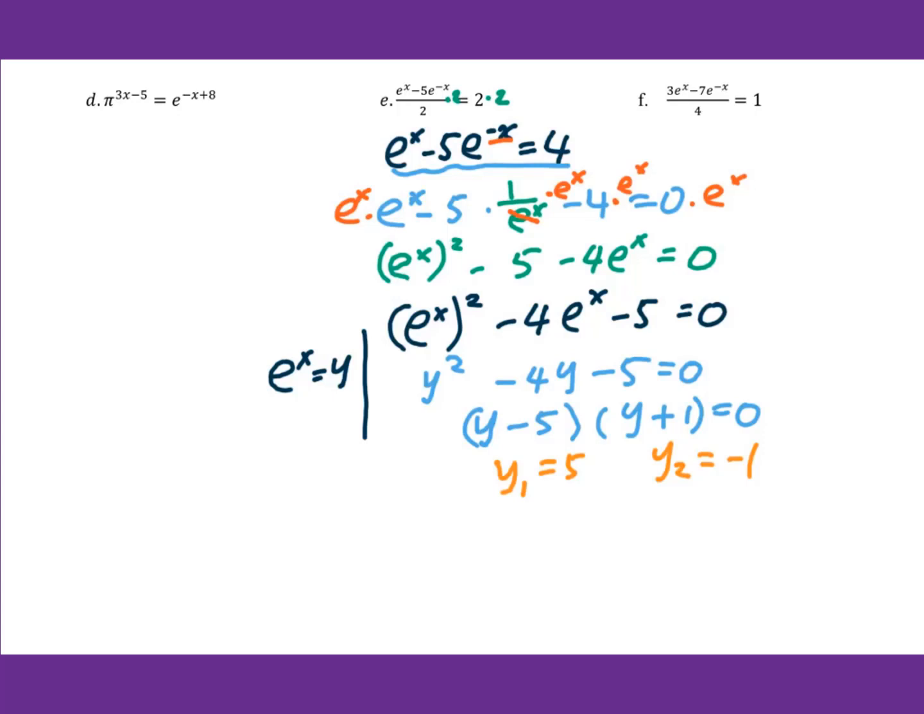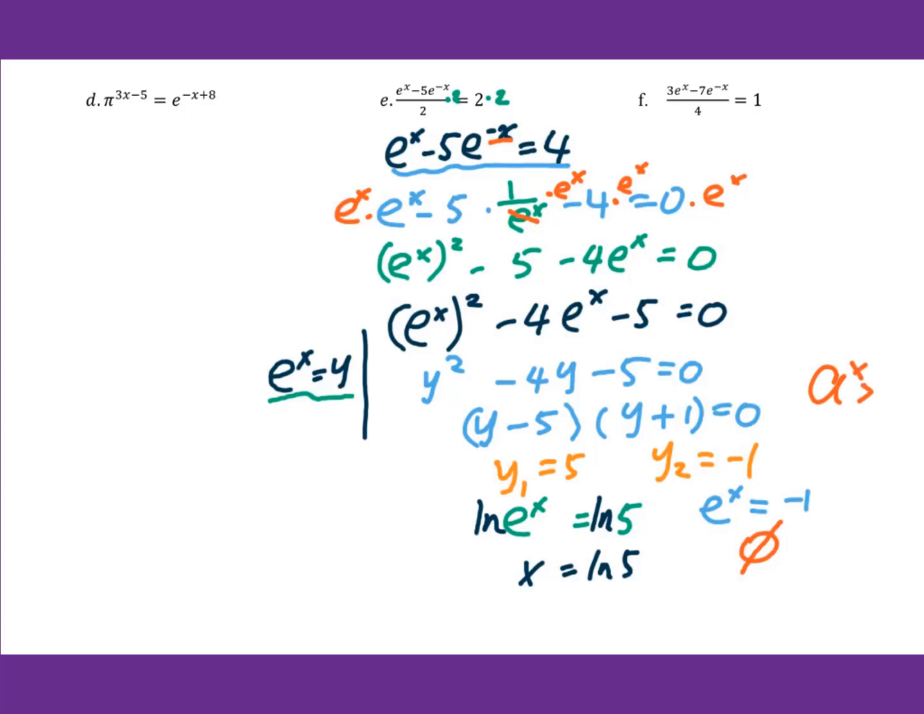Then we plug back e to the x power for y. So we got e to the x power equals 5. Then we do the natural log on both sides. You will get x equals natural log of 5. For this one, you will get e to the x power equals negative 1, empty set, because remember e to the x power has to be greater than 0. So x equals natural log of 5 will be the solution.